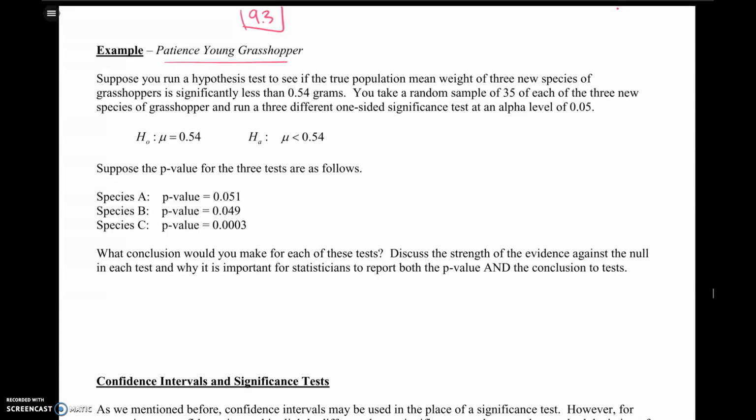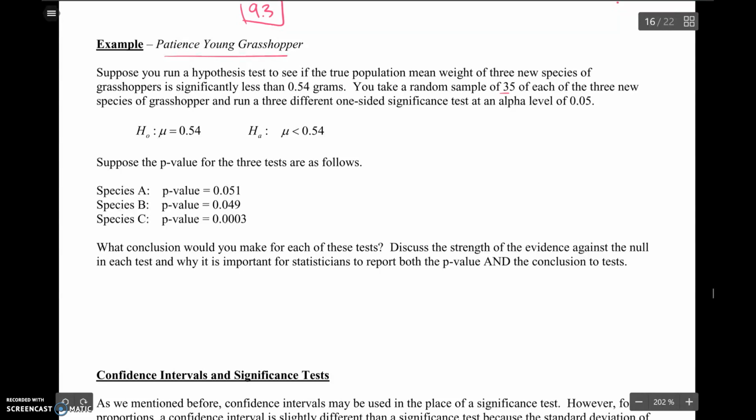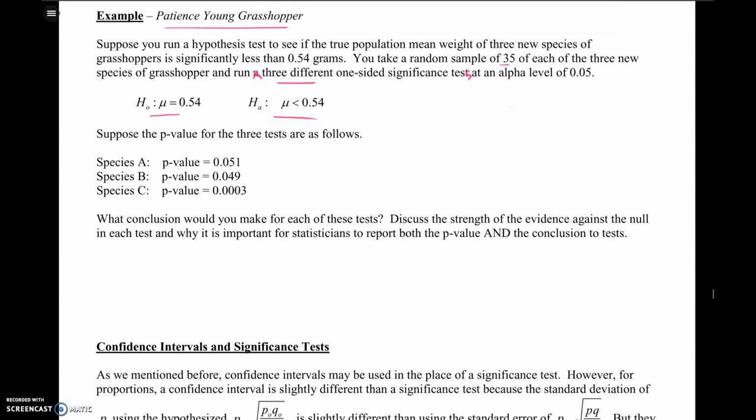But let's just suppose you run a series of hypothesis tests to see if the true population mean weight of 3 species of grasshoppers is significantly less than 0.454 grams. You take a random sample of 35 of each of these 3 species and run 3 different one-sided significance tests at an alpha level of 0.05. So we're testing this versus this. Suppose that the p-values for all 3 tests are as follows: 0.051, 0.049, 0.0003.